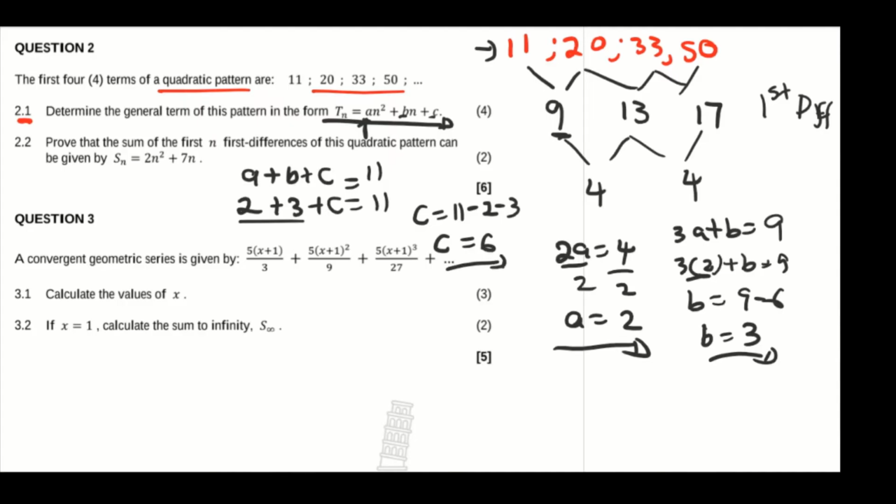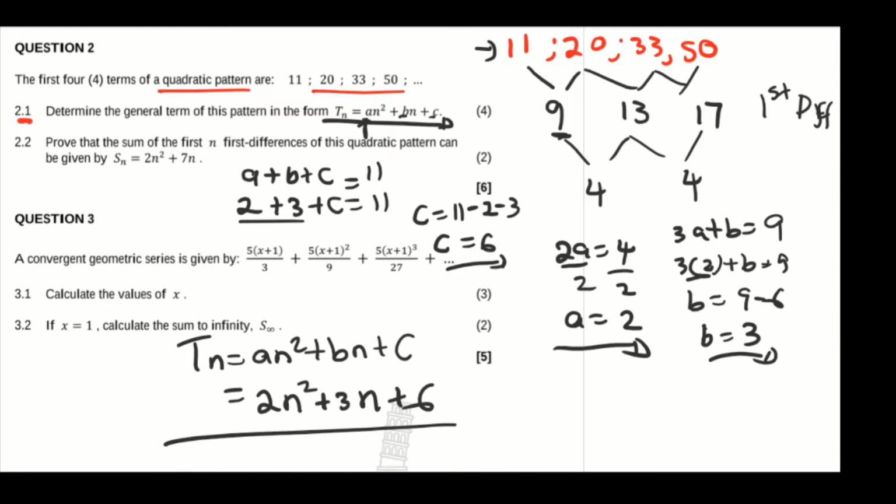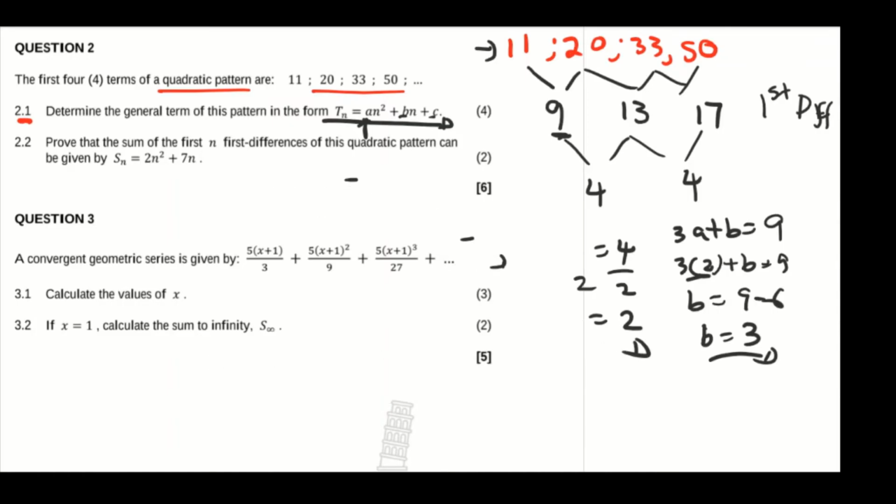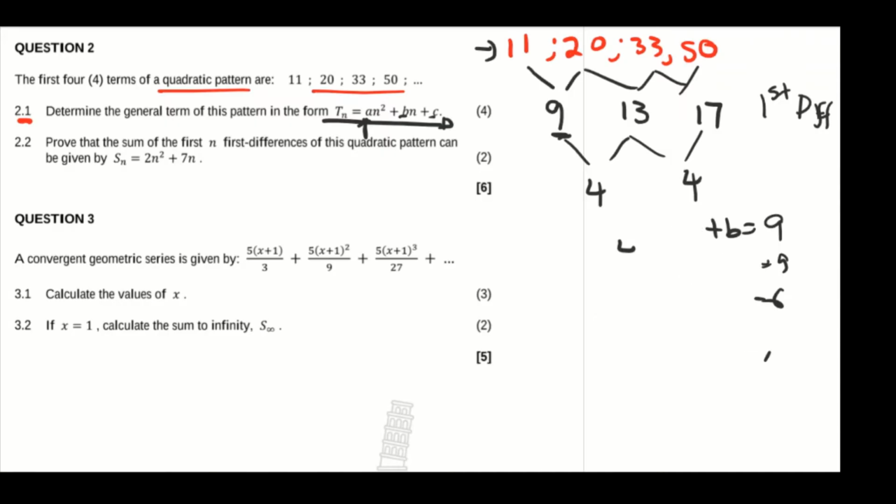So you have your value of a, b, and c. So now you have Tn is equals to an squared plus bn plus c, right? Of which our a is 2, so it's going to be 2n squared. Our b is 3, so it's plus 3n, and our c is 6, so it's going to be plus 6 here. So this is your general term of this quadratic pattern. Now we're going to do 2.2, which looks more interesting. I'm hoping you're going to find it interesting.